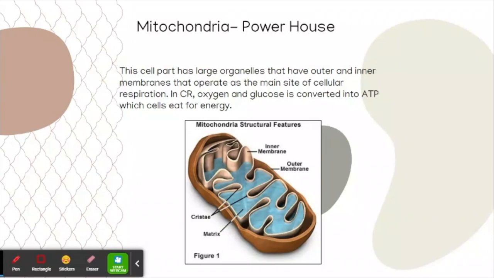Mitochondria, otherwise known as the powerhouse of the cell, are large organelles that have outer and inner membranes that operate as the main site of cellular respiration. In this process known as cellular respiration, oxygen and glucose are converted into ATP, which cells use for energy.